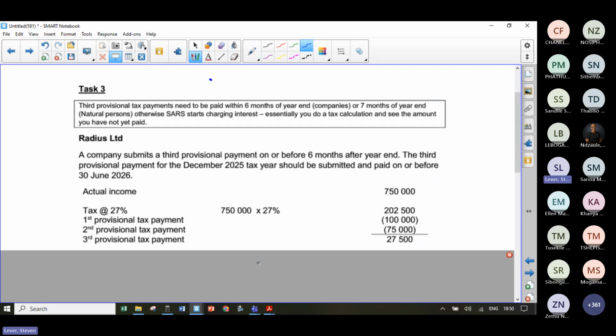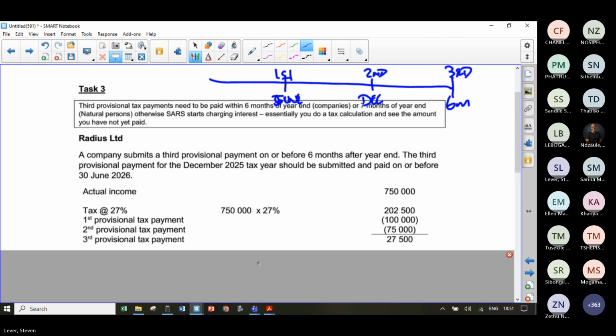So the way that it works is like this, guys. Because it's got a December year end, after 6 months, in June, you will make your first payment. At December, you will make your second payment. And then 6 months after year end, you will make your third payment in June. So what do you need to do? You need to pay at least 27,500 as a third provisional tax payment.